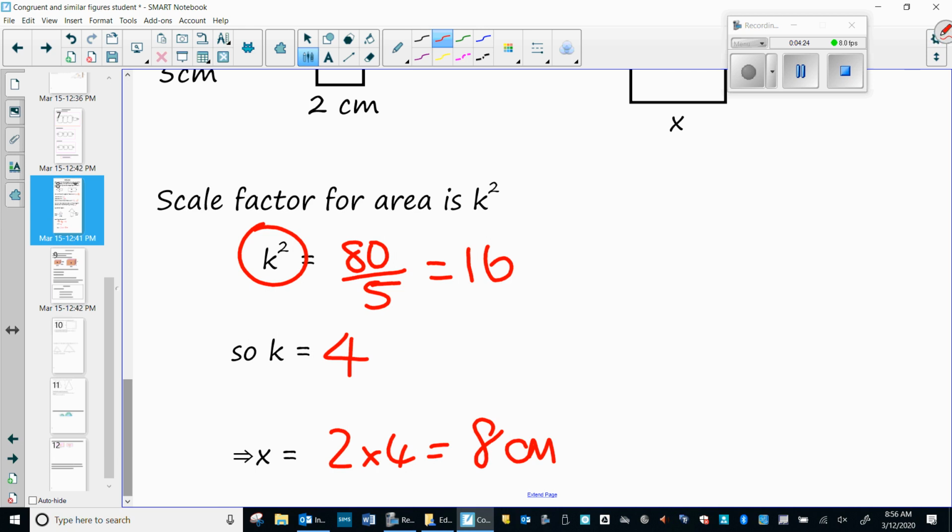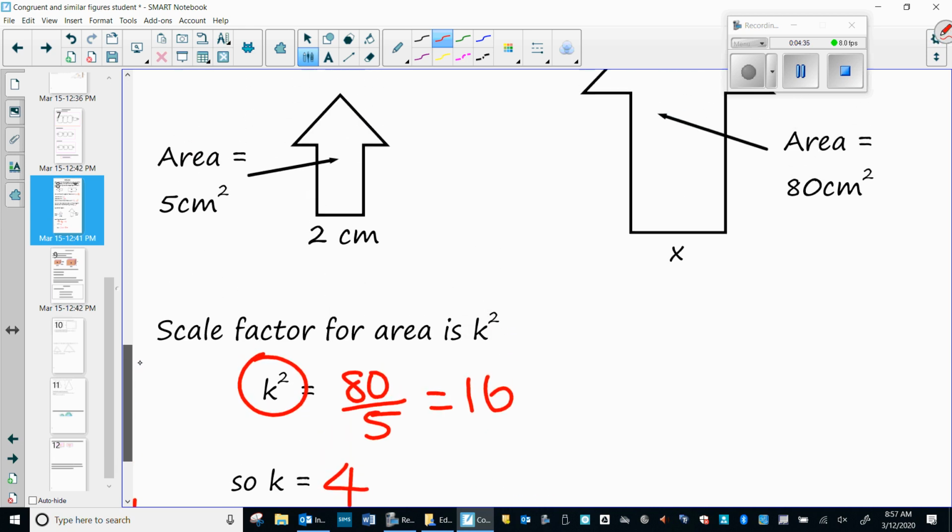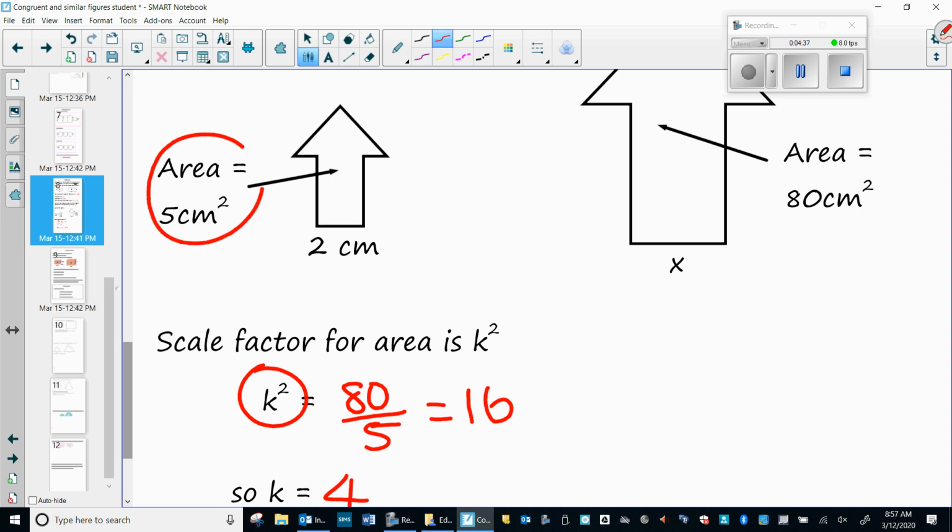Good with that? Yeah? Why did we do the 2 times 4 like that? Because the information they gave us was all about area, the changes in area. Okay? But they've asked us to establish a change in length. So we need to know how much bigger that shape is. So we look at the areas because that's the information they've given us.